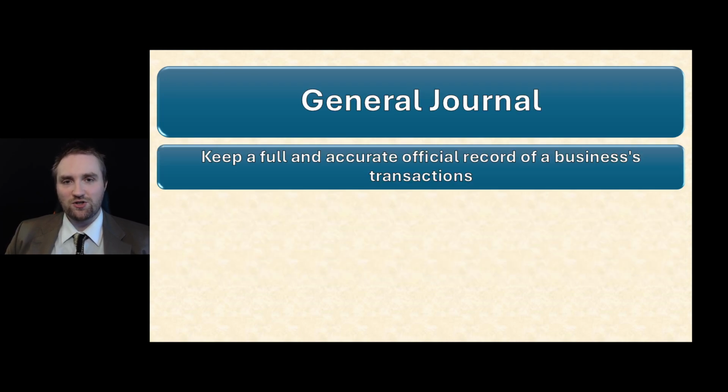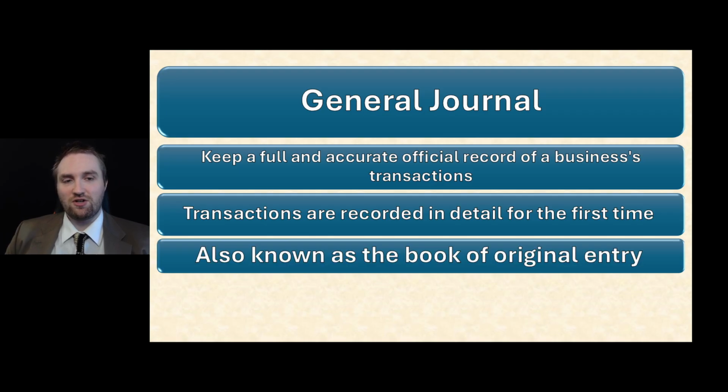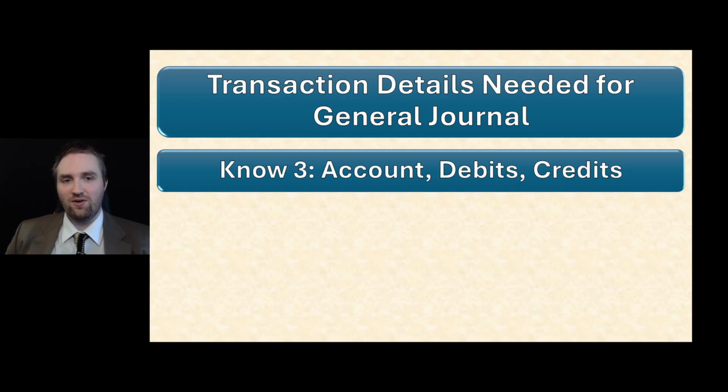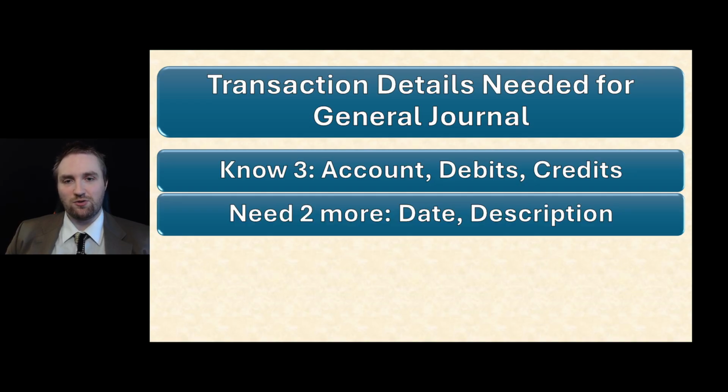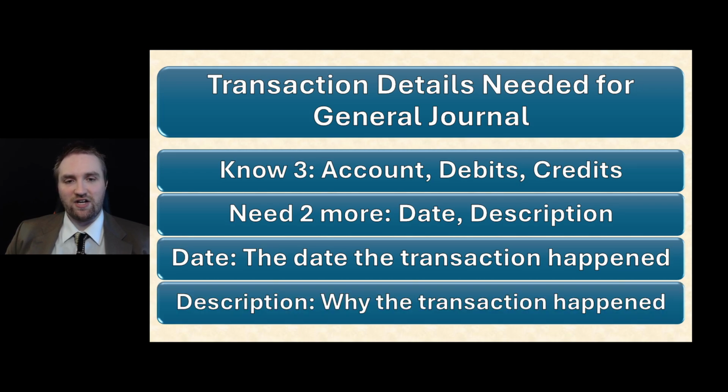Let's start with the general journal. The purpose of the general journal is simple. It's to keep a full and accurate official record of a business's transactions. The general journal does this by being where transactions are recorded in detail for the first time. This is why the general journal is also known as the book of original entry. So far, we've only talked about recording the account, debits, and credits of a transaction. To correctly journal a transaction, though, 2 more details are needed, making 5 in total. The 2 new details are date, the date the transaction happened, and description, why the transaction happened.